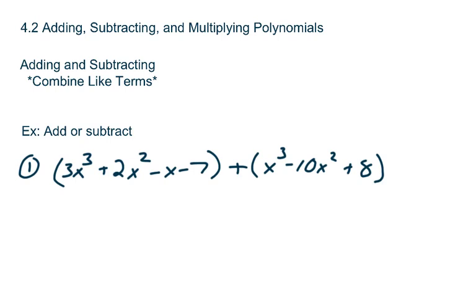So remember, like terms are terms that have identical variable parts, like 3x cubed and x cubed, 2x squared, negative 10x squared, negative 7, positive 8. Those are all examples of like terms.